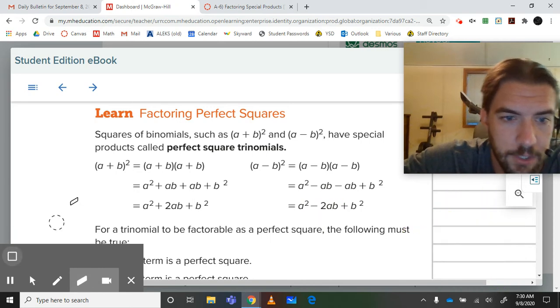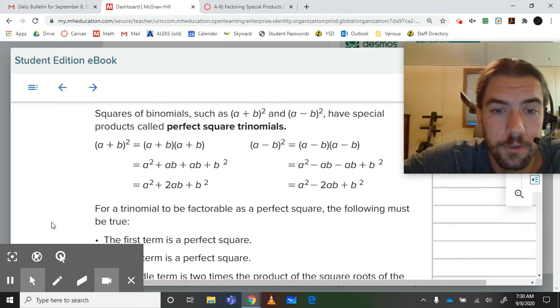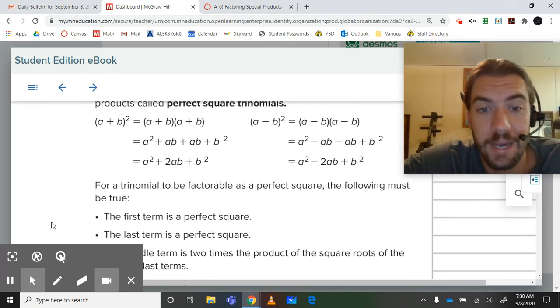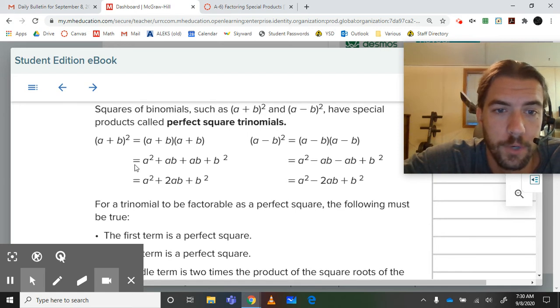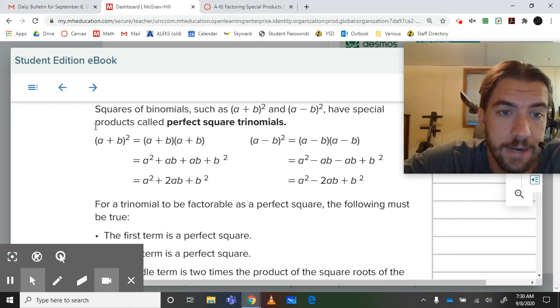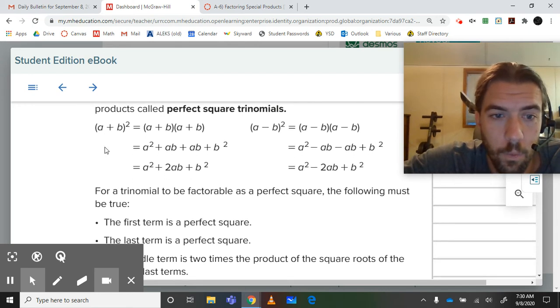Now moving down the page, let's just read this last part. For a trinomial to be factorable as a perfect square, so they're basically talking about not going forward through this process, but recognizing that you have a trinomial that could be factored into a perfect square, the following must be true.